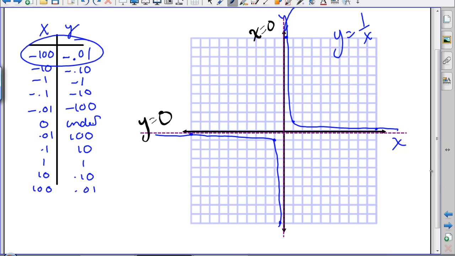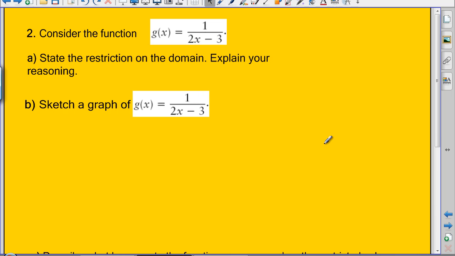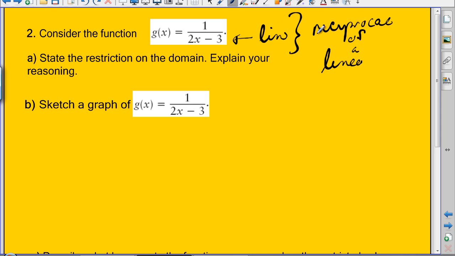So all we're going to do now is look at different reciprocal functions and pull out those same characteristics. The best way to pull out those characteristics is probably to sketch it. So that's going to be our goal. So let's look at the function g of x is equal to 1 over 2x minus 3. Once again, it's important to recognize that this is a linear, and the name of this is called reciprocal of a linear. So you identify it by what's on the bottom.